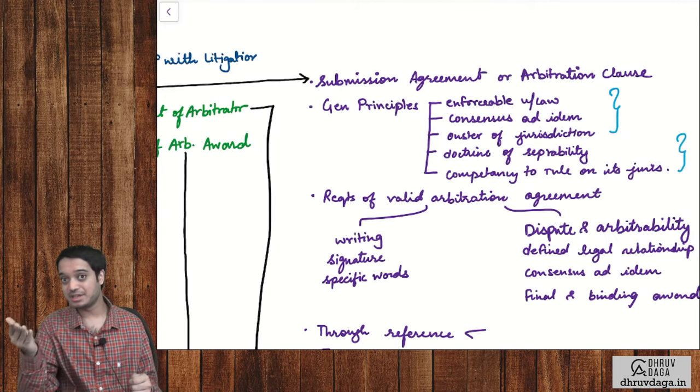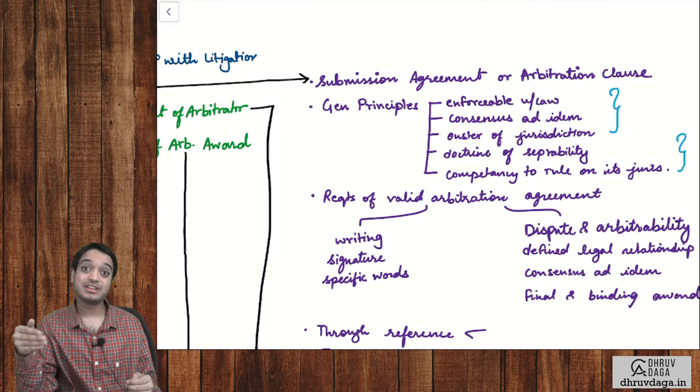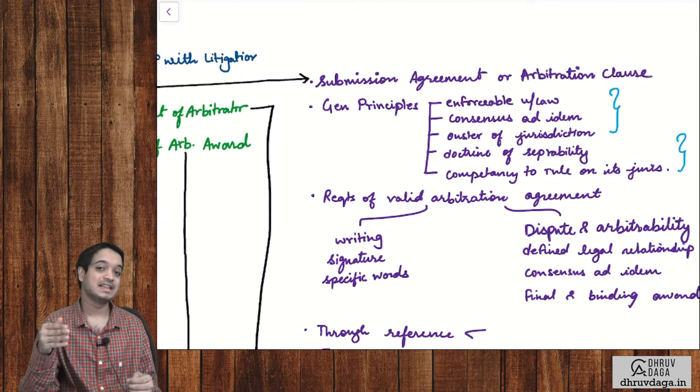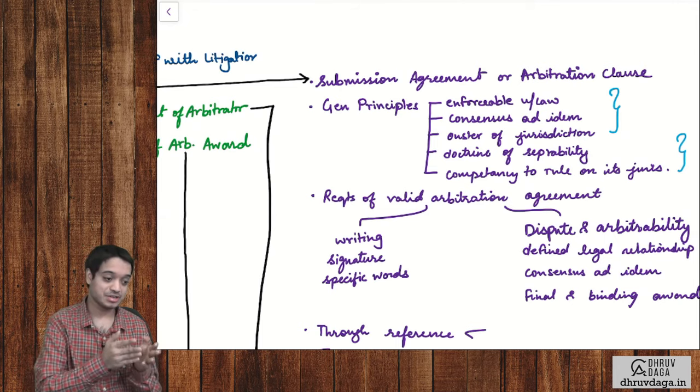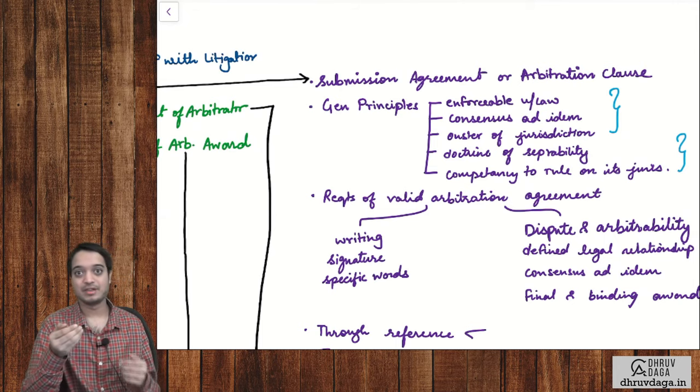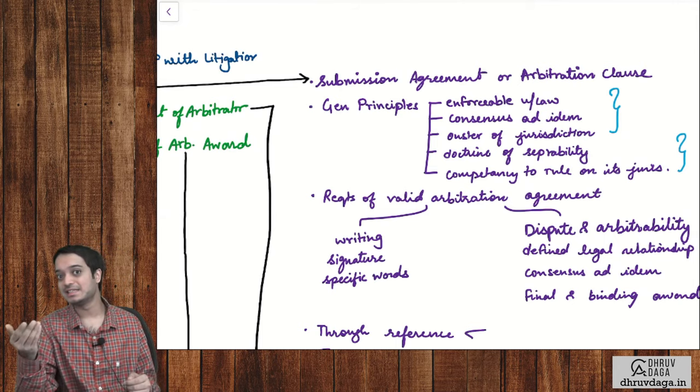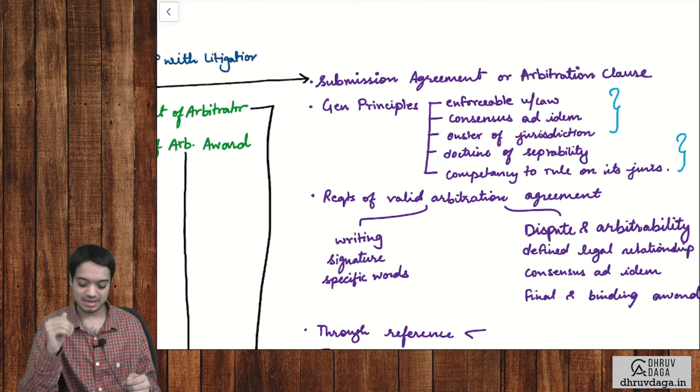However, for a submission agreement, if the original agreement had no arbitration clause, but after the dispute arises the parties decide that instead of going to the court, they should go for arbitration, then this agreement of going in for arbitration after the dispute arises is a submission agreement.